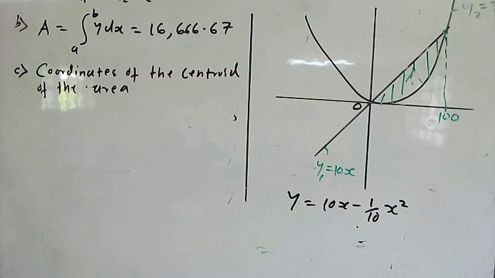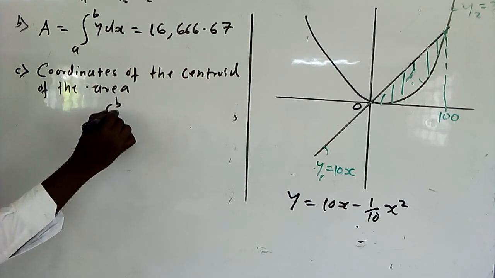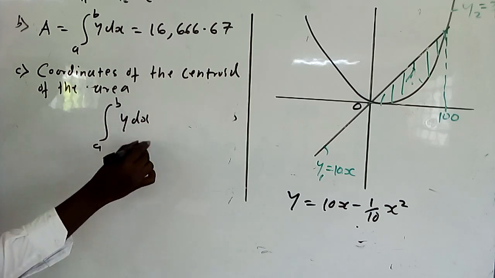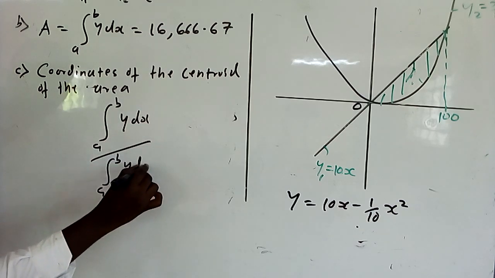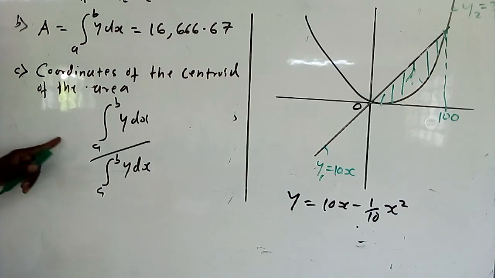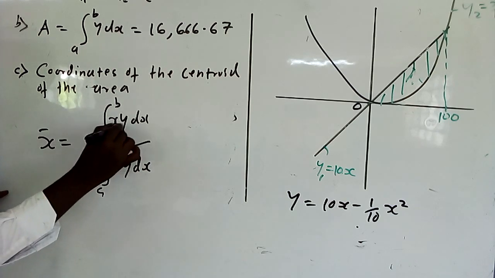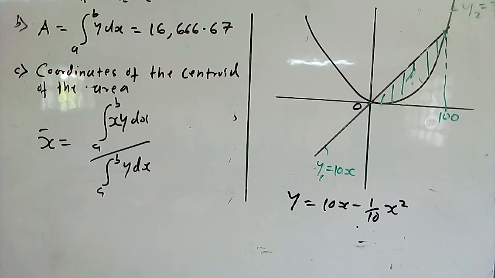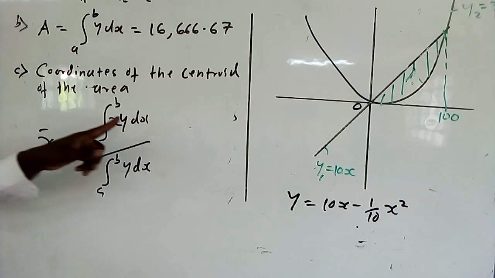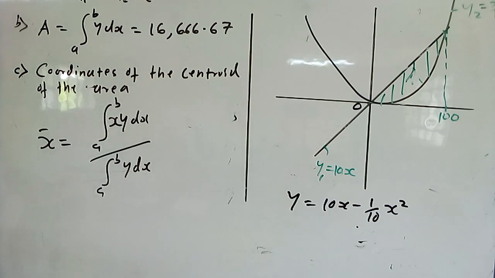So for you to get the coordinates of the centroid of the area, you start. What did we say? You put area over area, isn't it? You start by putting the integral from A to B of y dx over the integral from A to B of y dx. So if you want x bar, it means you add x in the numerator. And you can see, when we are integrating with respect to x, x is taking the whole part. So x is whole. Are we together?